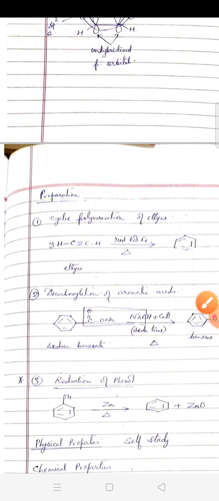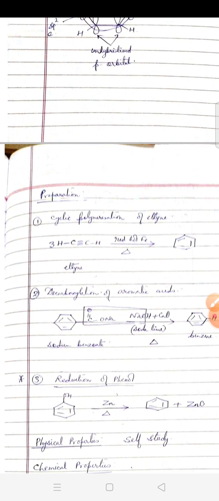Next we go to preparation of benzene. The first two methods are already done before. The first method is cyclic polymerization of ethine, which you have done in the previous class. So when ethine is passed over red hot iron, meaning iron at very high temperature, it forms benzene.